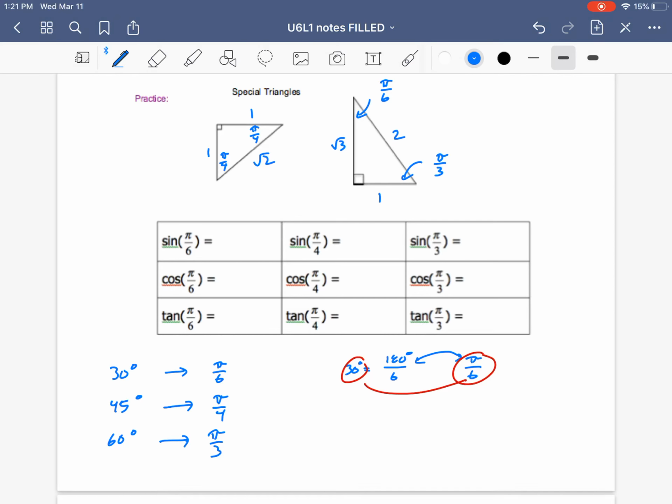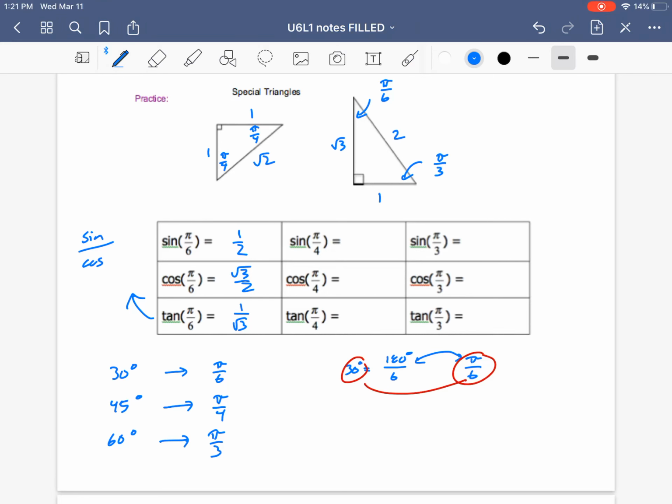Okay, sine pi over 6. That's the same thing as sine 30, that's a half. Cosine pi over 6 is root 3 over 2. Tan of pi over 6 is 1 over root 3. Okay, another thing about tan, it's actually the same as sine over cosine. So if we look at, how does this come about? Well, 1/2 is sine, root 3 over 2 is cosine, 1/2 over root 3 over 2, the 2's drop, and you get 1 over root 3.